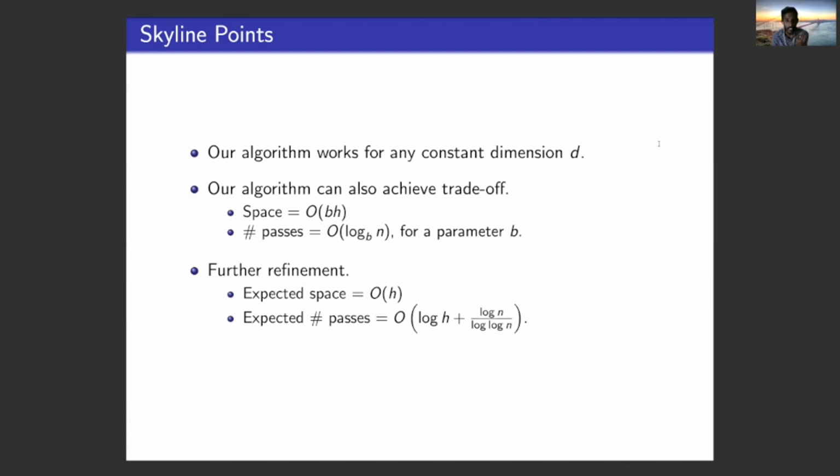So that's nice. In fact, we have another algorithm in our paper which does slightly better than log n passes, but the bounds hold in expectation now. So the expected space will be order of h, and the expected number of passes will be log h plus log n over log n, ever so slightly. So when h is small, we do see some improvement. Okay, good. So that's all I had to say about Skyline points.